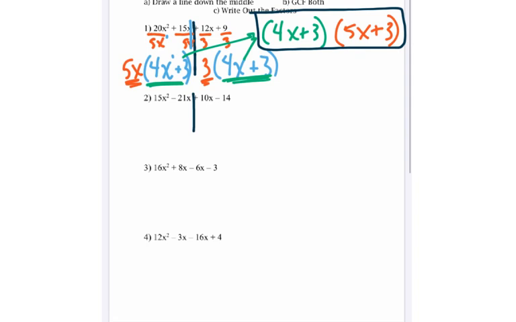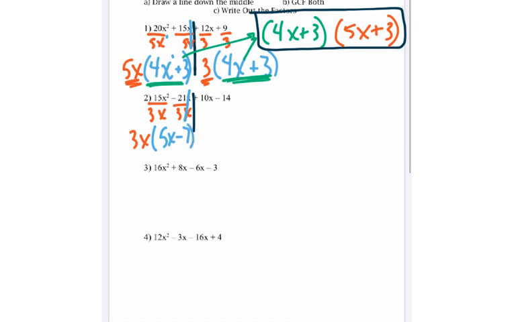Number 2, draw a line down your middle. I need to take out the greatest common factor of each side. My GCF, I can divide them both by 3, and I can take out an x. Now I write my leftovers. 15 divided by 3 is 5 with an x. There's a minus sign, so put that minus sign down. 21 divided by 3 is 7. When x's are stacked, you subtract. 1 minus 1 leaves me with 0.